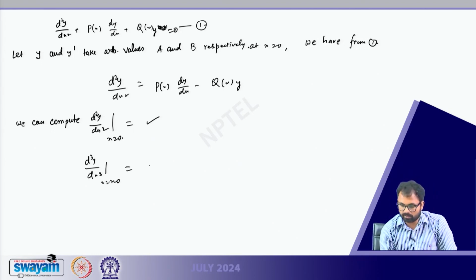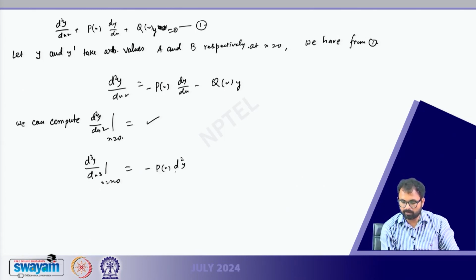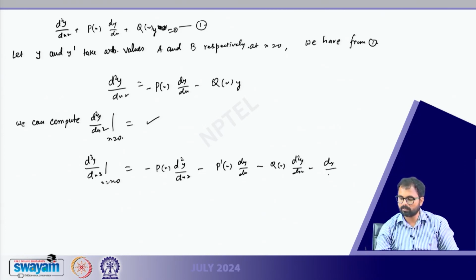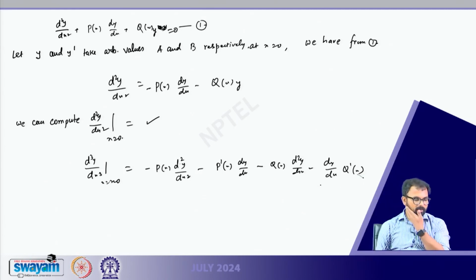We have to just take the chain rule. So, that is minus of p x into d square y by dx square, minus of p dash x into dy by dx, minus of q x into dy by dx, and minus of y into q dash x, right. Hence, we can find out d3 y by dx3 at x equals to 0, because we know our d square y by dx square at x equals to 0.